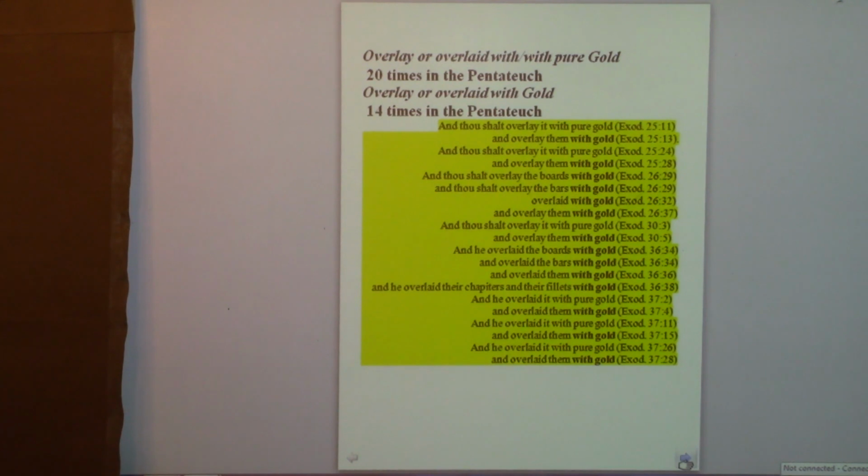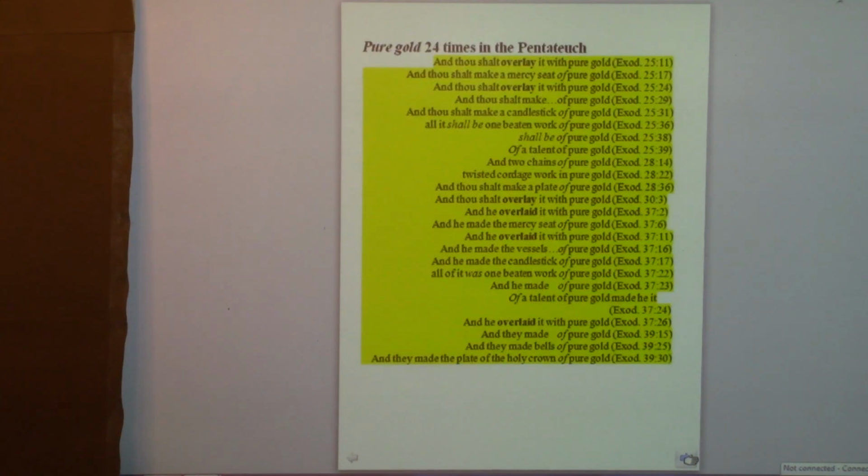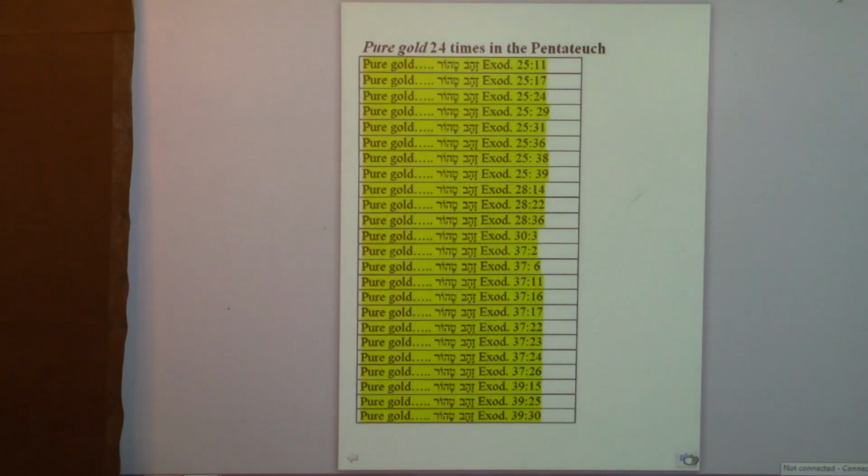Overlay or overlaid with pure gold, 20 times in the Pentateuch, 14, and then we have 6 of them, well that's not a meter, have overlaid, and then that would create a subdivision of 14. So that would be 20 and 14. There you see the Hebrew. Pure gold, 24 times. Here it is in a chart, a little easier to see, the phrase pure gold exactly 24 times.